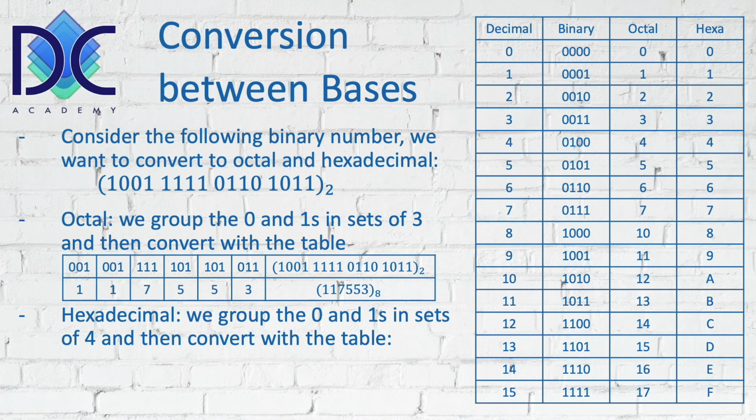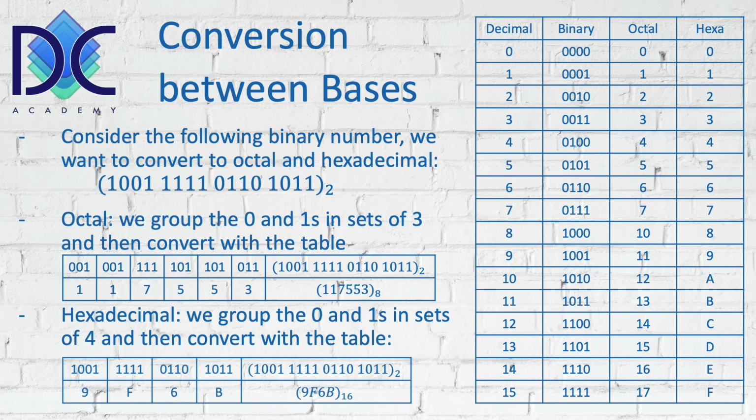We can now do the same thing for the hexadecimal number, but now we group the binary sets by 4. So we have 1, 0, 0, 1, we have 1, 1, 1, 1, 0, 1, 1, 0, 1011. And now we look in the table, in the binary, and we find the equivalent number in hexadecimal. So we have 1011, which is 11, is in fact B.